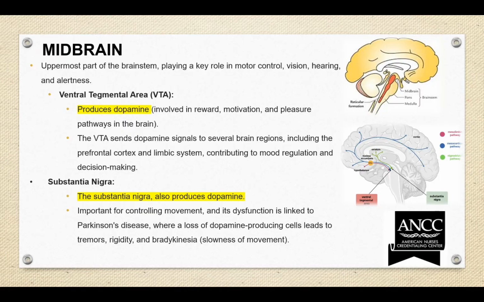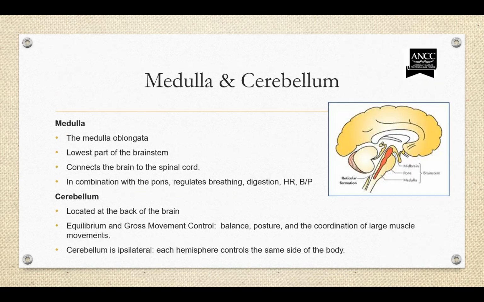Also, substantia nigra is important for controlling movement, and its dysfunction is linked to Parkinson's disease. Okay, so where there's a loss of dopamine producing cells in this area, you're going to see tremors, rigidity, and bradykinesia, which is a slowness of movement. All right, again, you see the ANCC, rote memorization. You just need to know this stuff, folks.